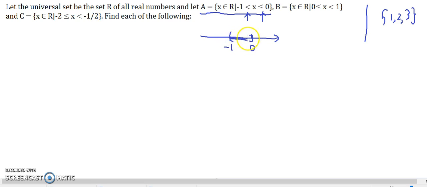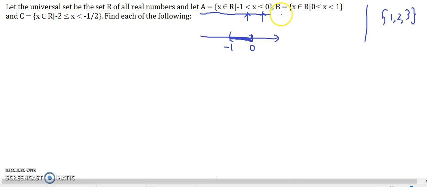So it's all the numbers here, and there are infinitely many of them, because we could have, say, -1/2, -1/3, -3/4, lots of them, and they could be irrational numbers too. So there are infinitely many of them, so we can only describe it. We cannot list all of those numbers.